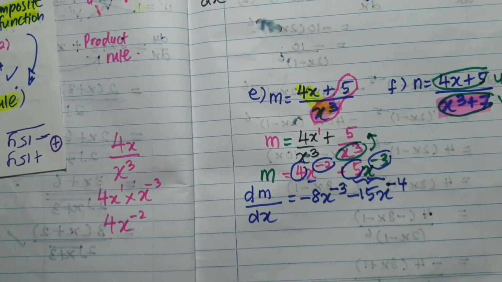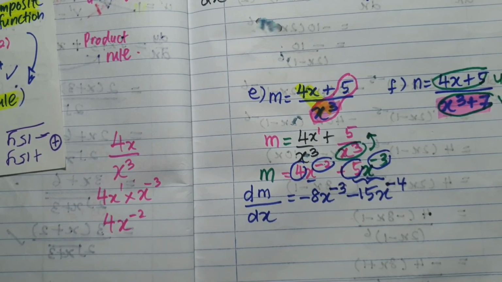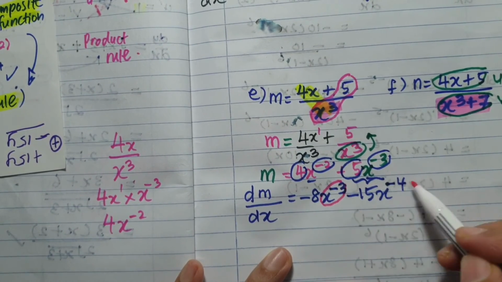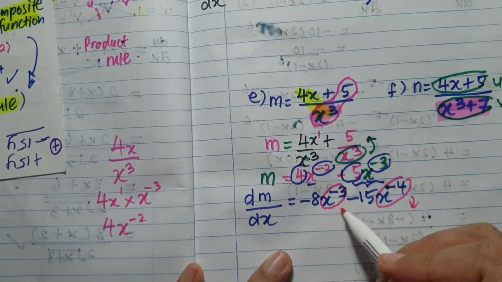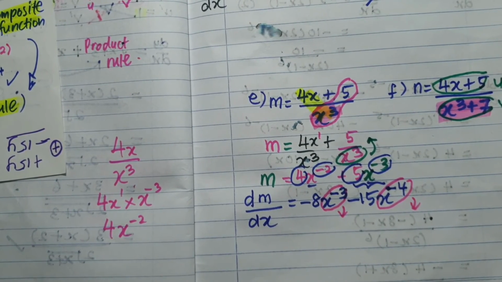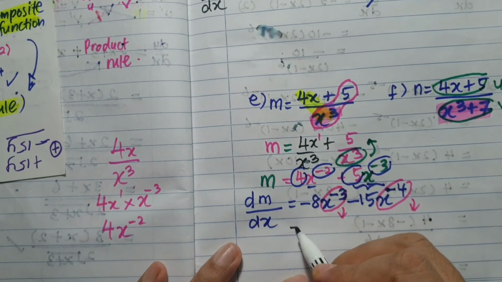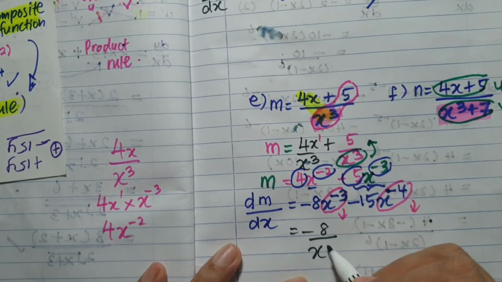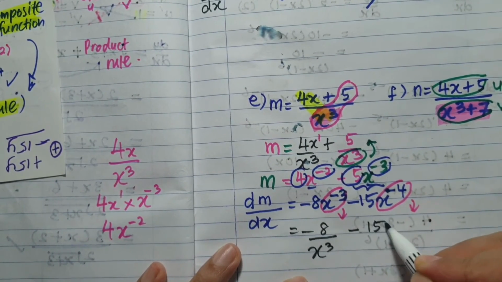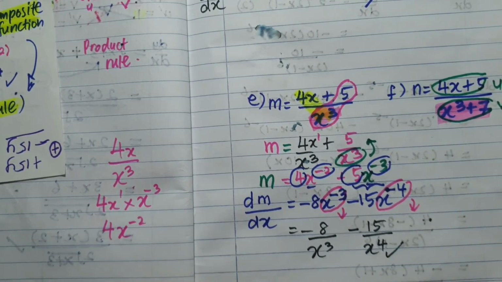Okay, now you can see your answer right now is in negative form. So all the variable here bring down. Final answer, always bring down all the variable there. Now you have over x cubed. This one over x4, done.